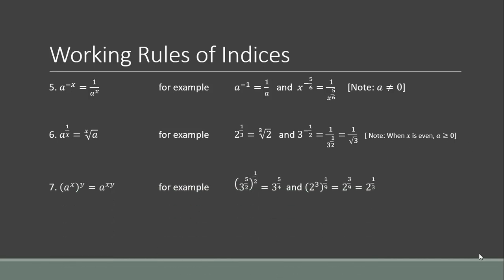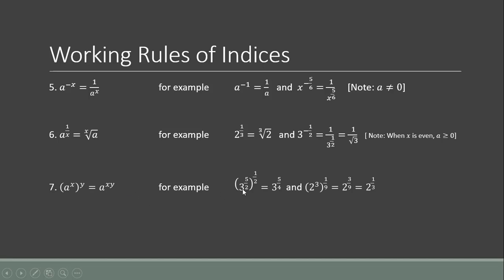And the final rule is a to the power x whole to the power y equal to a to the power xy. Say power over power, that is, you have an expression with some index, and there is another index over the expression, then we will simply multiply the indices. Look, we have put a bracket here. If we didn't put the bracket here, then we could not write this expression. So a to the power x whole to the power y equal to a to the power xy.